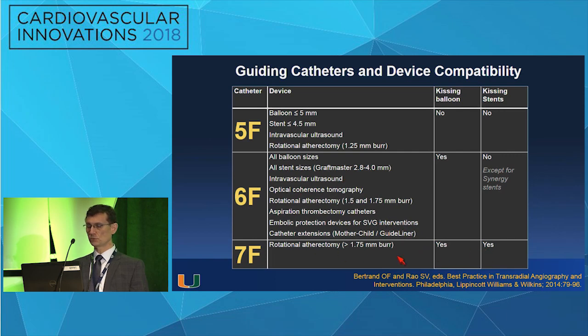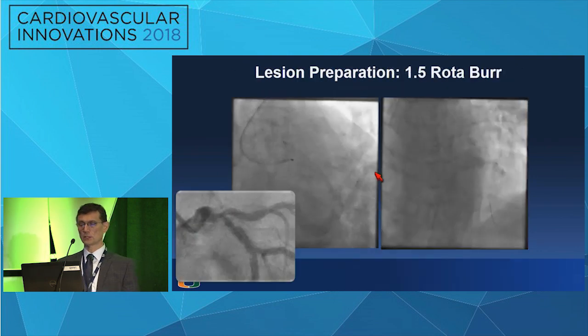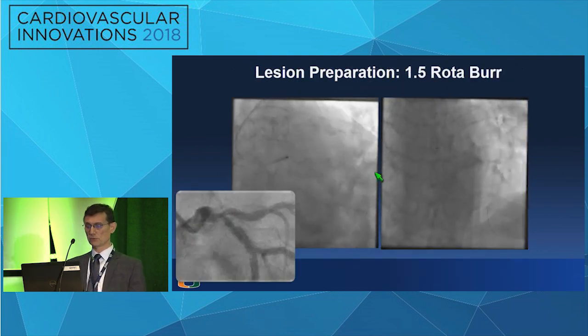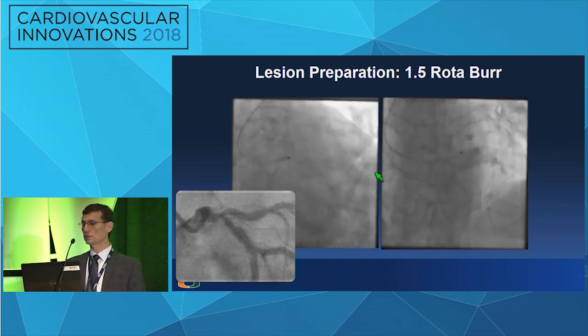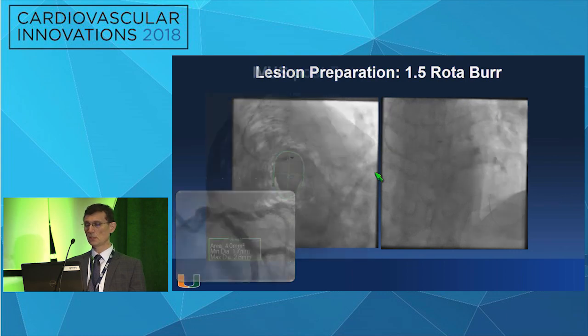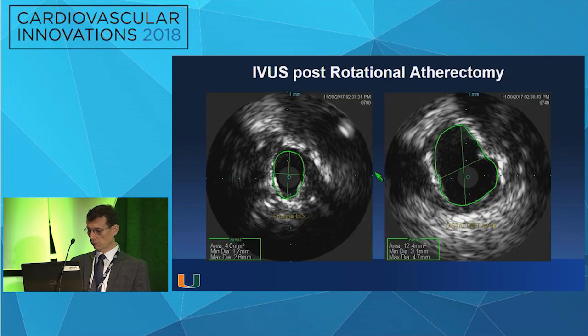The only thing you can't do is put a burr of more than 1.75, or 2 kissing stents, except for the Synergy. Everything else can be done. You can even put a coated stent, a PTFE stent, to cover it in case of bifurcation. So in this case, we debulked the circumflex and the LAD.